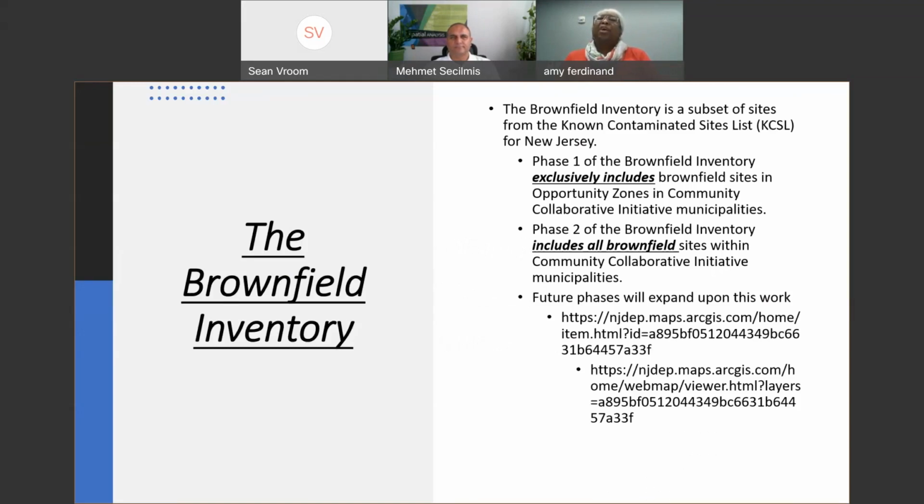So right now, the brownfield inventory is being changed a bit. Phase 1 of the new brownfield inventory would include only brownfields in opportunity zones within Community Collaborative Initiative municipalities. Phase 2 of the New Jersey brownfield inventory will include all the sites within the Community Collaborative Initiatives. If you want information on that new work, we'll put those links in the chat. Next slide.